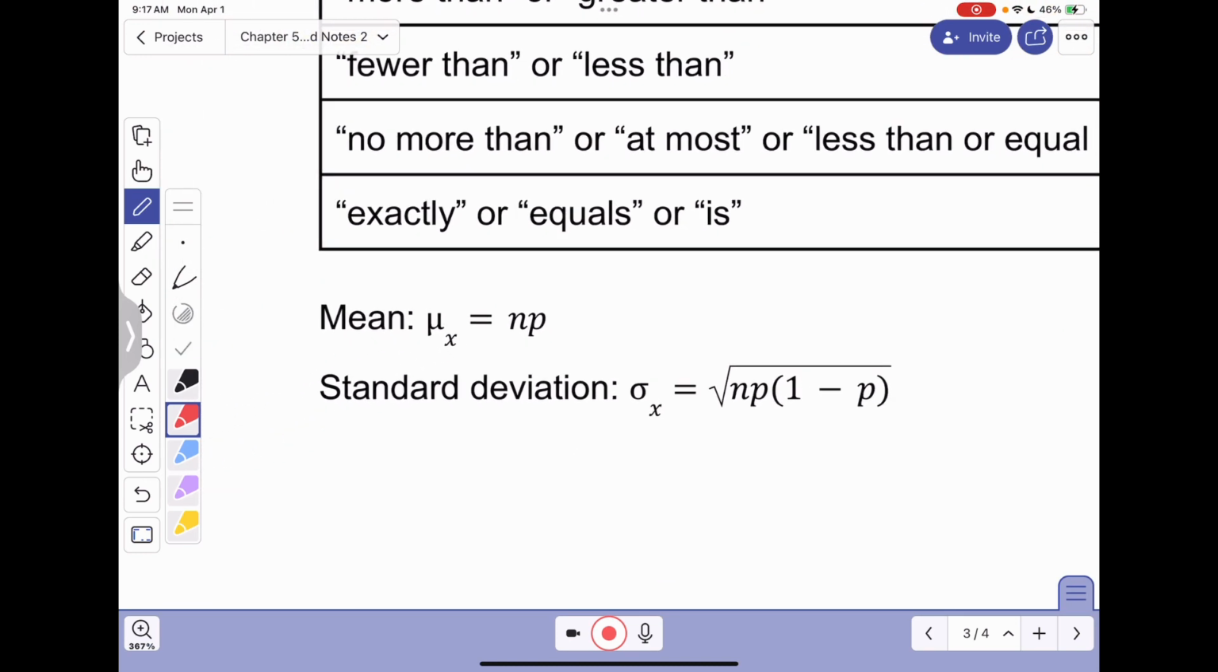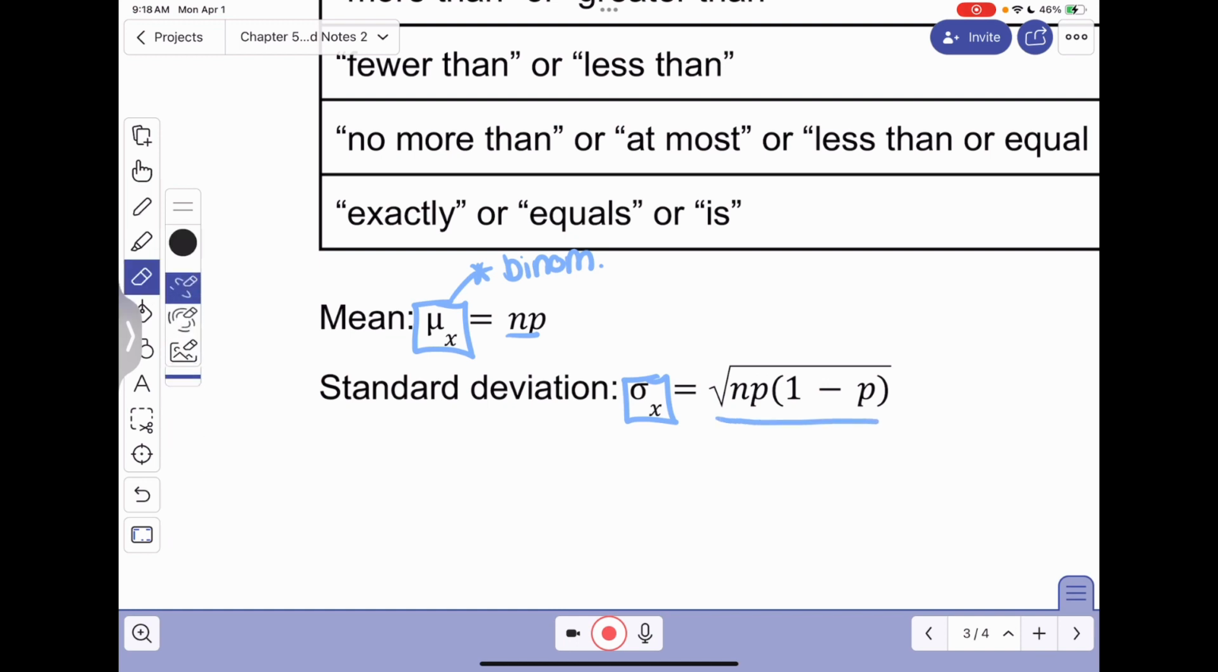Now we have some new notation here. Mean sub x. Whenever you see just the x there, that's saying ding, ding, ding, binomial probability. And here's how you find it. N times p. And then you'll have standard deviation sub x, which is also binomial, and you find it using this, square root of np(1 minus p). Sometimes you're just asked to describe a distribution, and that's how you describe it, with the mean and the standard deviation. So as we keep going, we're going to see different sub-letters down there, but when it's just a plain x, it's binomial distribution.